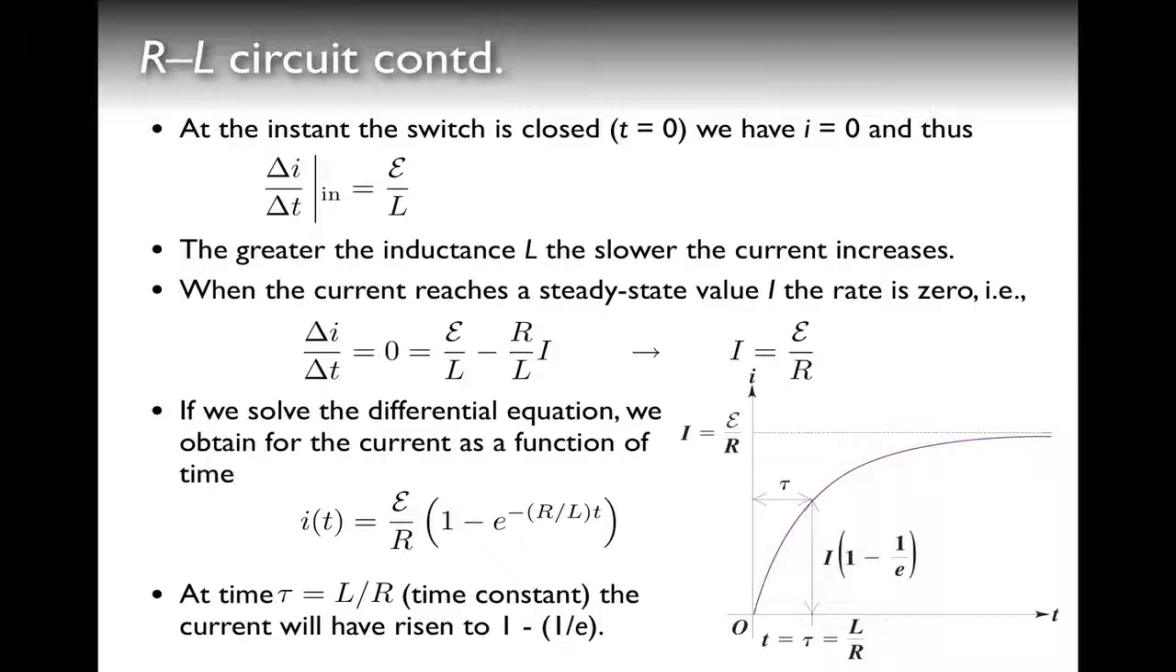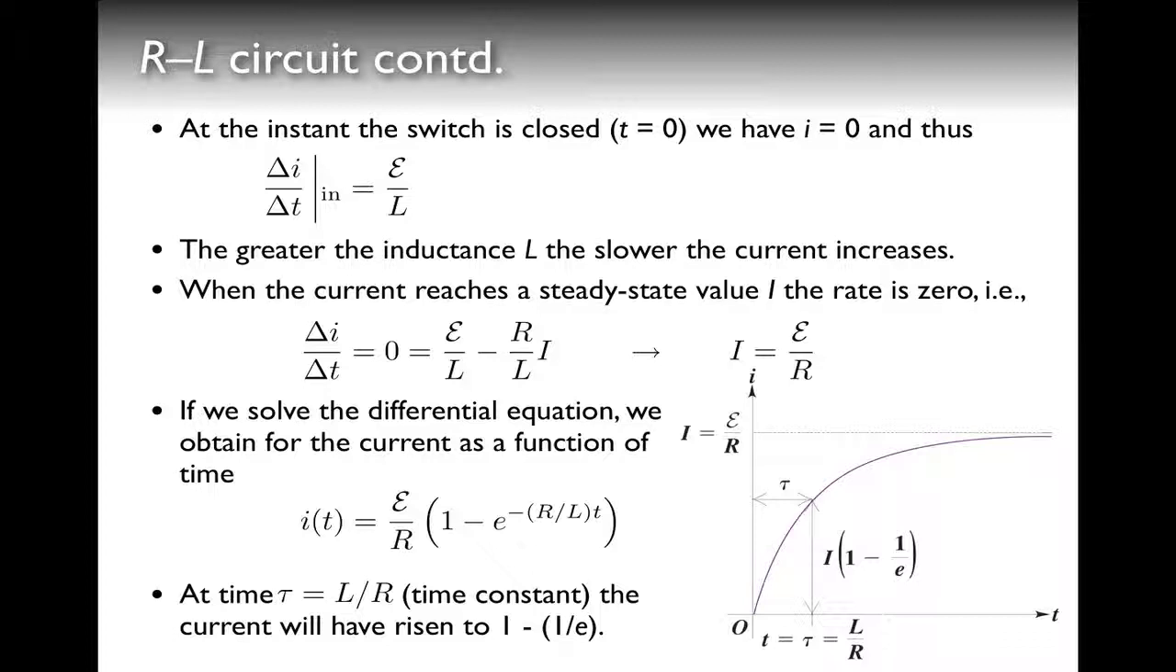Now when the current reaches a steady state value I, the rate of change is going to be 0, so the dI dt is going to be 0. And this means that E over L minus R over L times capital I here, being the steady state value, is going to be 0, and from this it follows that the current is now given by plain vanilla Ohm's law, I equals E over R. So when you look at the picture at the bottom right, you see that the current grows, and the rate of growth depends directly on 1 over L. And once you wait a very long time, the current will go into a steady state value I, which is this horizontally dotted line. We can actually solve the equation that describes this process. It's known as a differential equation, and in that particular case, we obtain for the current as a function of time that it is going to be E divided by R times 1 minus e to the minus R over L times t.